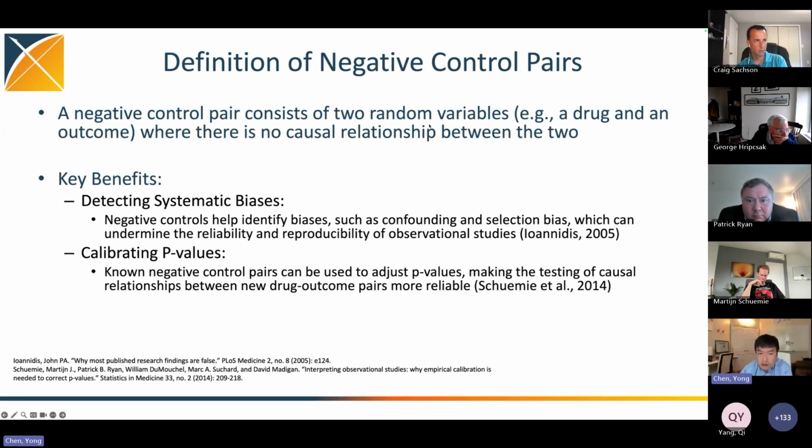And in this case, the reason we call it negative is that there's no causal relationship between the two entities. So in a set of the literature, in the Odyssey community, we established that using negative controls, we can detect systematic bias. Here, systematic bias as a totality is comprised of biases due to unmeasured confounding, or selection bias, or measurement error, so-called information bias, altogether. So those biases could be detected by these negative control pairs.